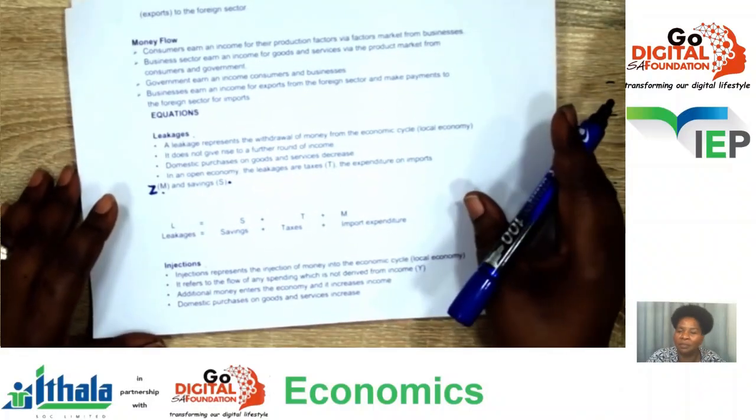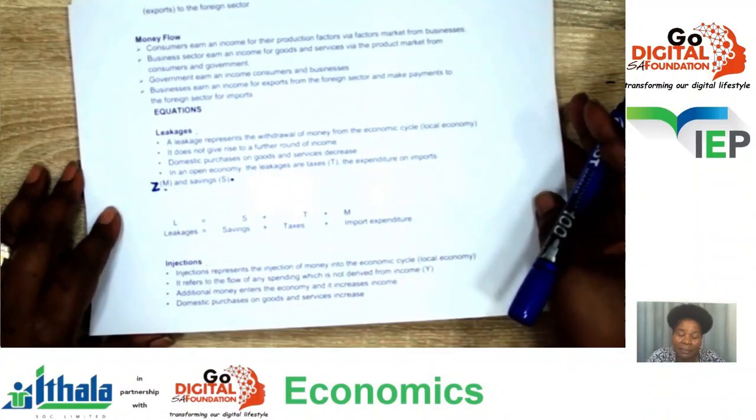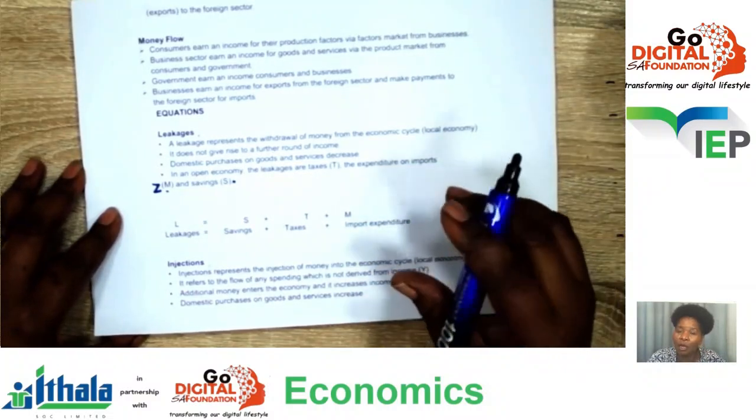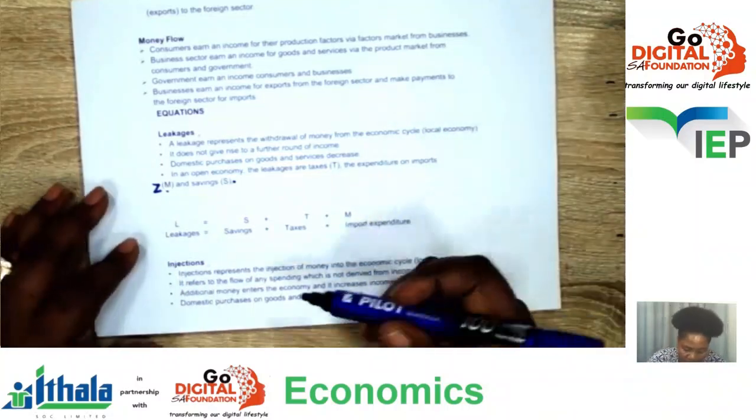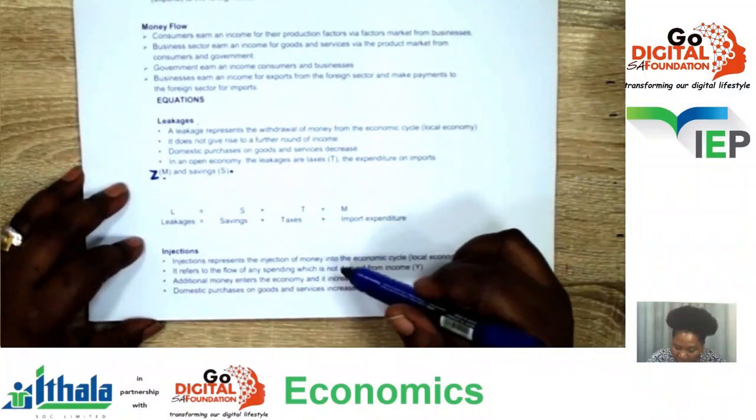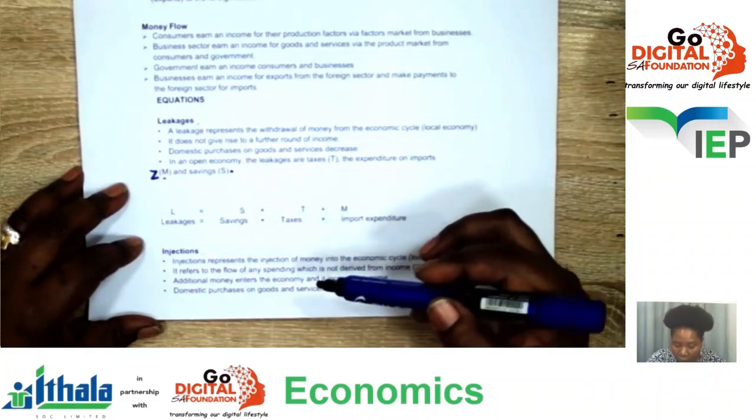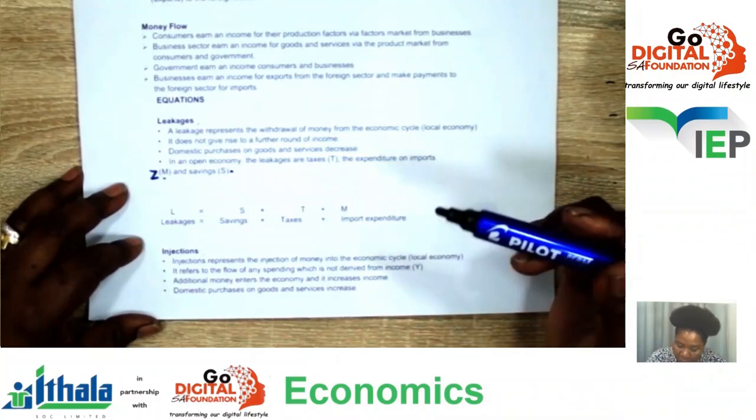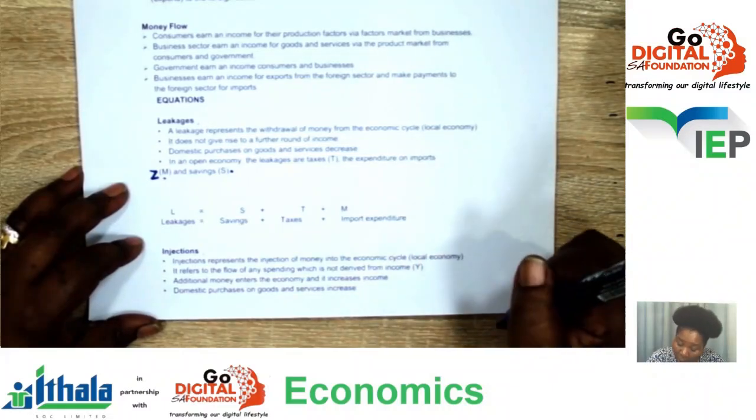Why? Because it brings money into our country. It increases our economy. And we did talk about that. I know your teachers have taught you that when economy increases, we live a better life. Our standard of living improves. Let's look at injection. We're saying injection represents an injection of money into the economic cycle. It also refers to the flow of any spending which is not derived from income. Remember, whenever we talk about income, we use that abbreviation, which is Y.